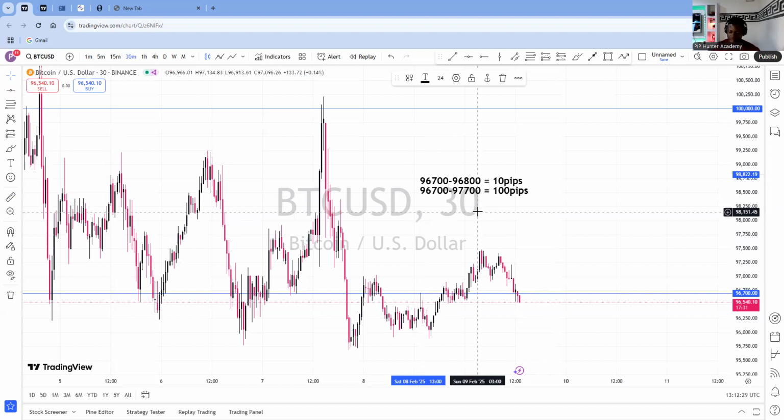And what about 96,700 all the way to how much, which will give us 1,000 pips? That's supposed to be 106,700. This one will give us 1,000 pips movement.